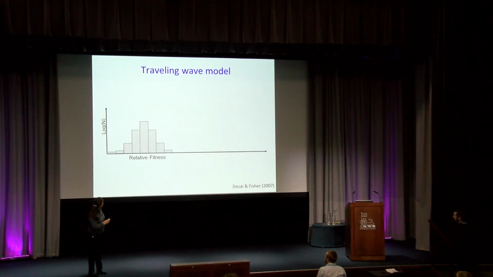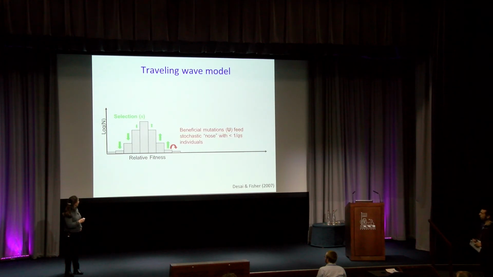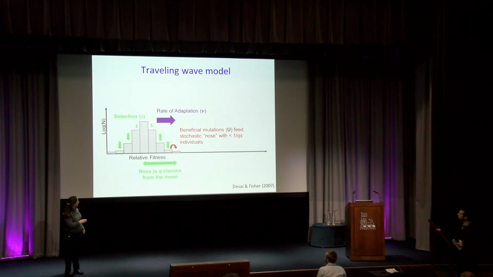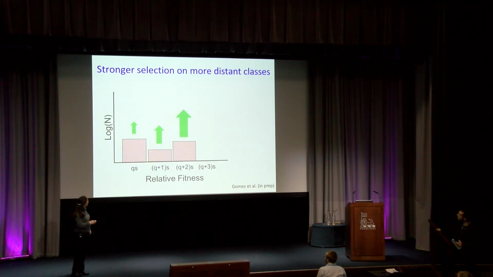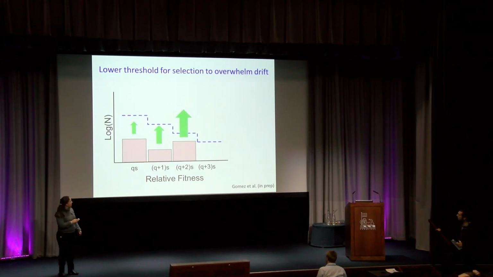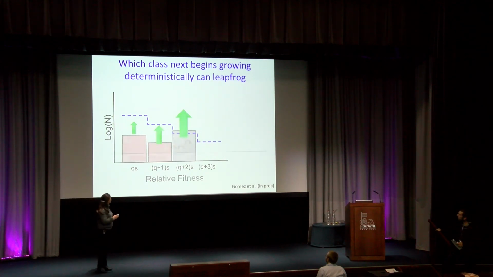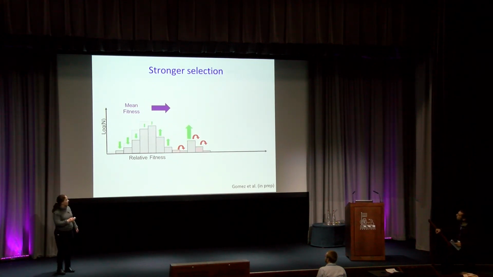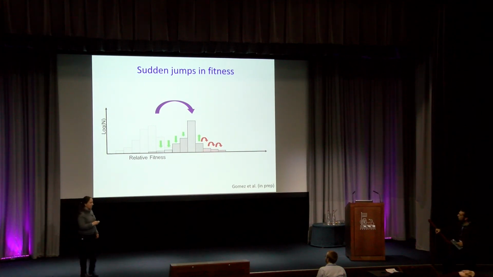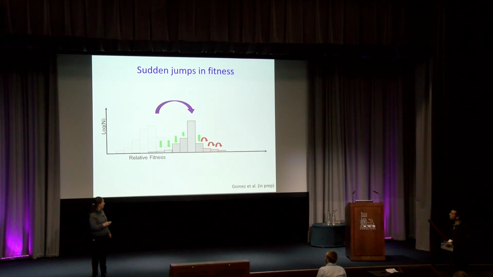So I think I might be out of time, but what's happening very quickly for those who care is it's a travelling wave model. You've got selection on different fitness classes, beneficial mutations feeding a nose, combining to get a travelling wave moving forward. This is how these models work. And you have the nose a certain distance from the mean. What happens in this regime is you get multiple stochastic classes at the same time. The ones that are further ahead have stronger selection on them, and they also have a lower threshold to escape stochasticity, which means that they can leapfrog up, and then you can get extremely discontinuous sudden selection and huge saltationist jumps in fitness, even though you had tiny values of S and just really large values of U.